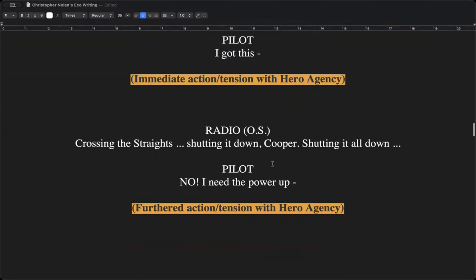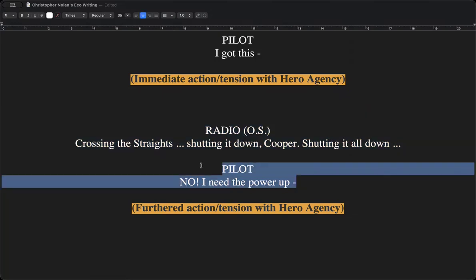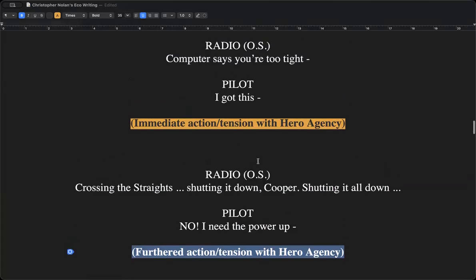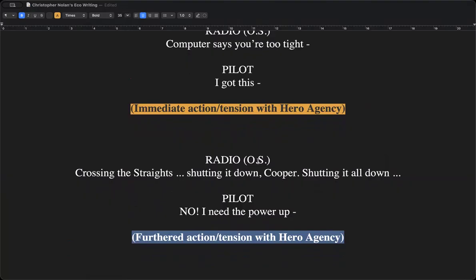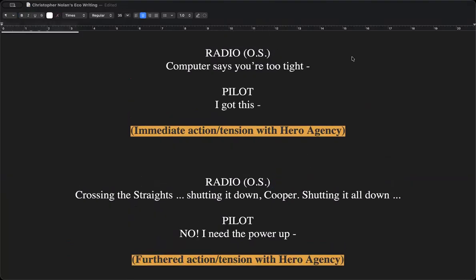Again, same thing happens here. Radio says, crossing the straits, shutting it down. Cooper shutting it all down. Pilot says, no, I need power up. Again, we've furthered action tension with hero agency. So this is the formula. Consider your action lines to be hero agency plus action tension. You consider your dialogue action tension with hero agency. That's our quick bite.